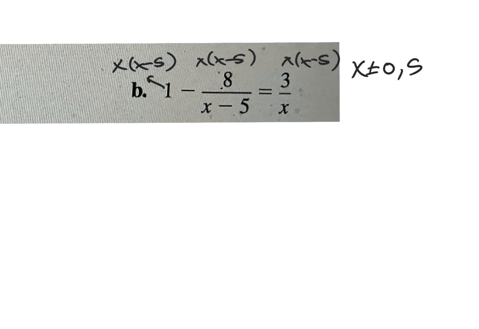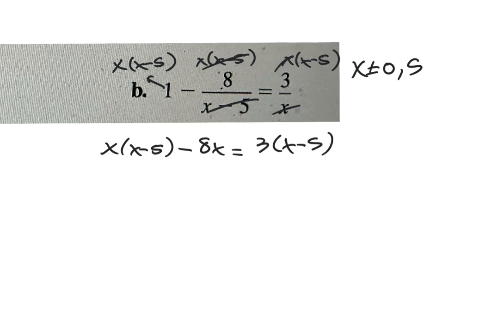The 1 times that, nothing cancels, so I bring down the x and the x minus 5. The second term, the x minus 5 is canceled. That leaves, it's a minus sign, an 8 and an x. On the other side, the x is canceled. That leaves a 3 and an x minus 5. And once you do that step, look at that. There's no fractions left. I see a couple of distributive properties, move stuff over like you've always done all year, and you should be good.